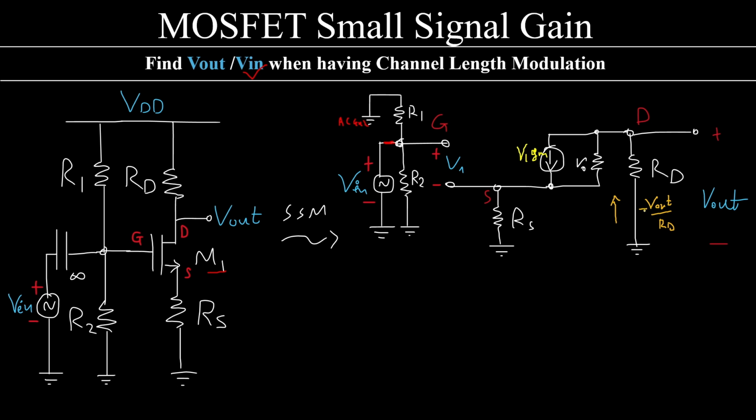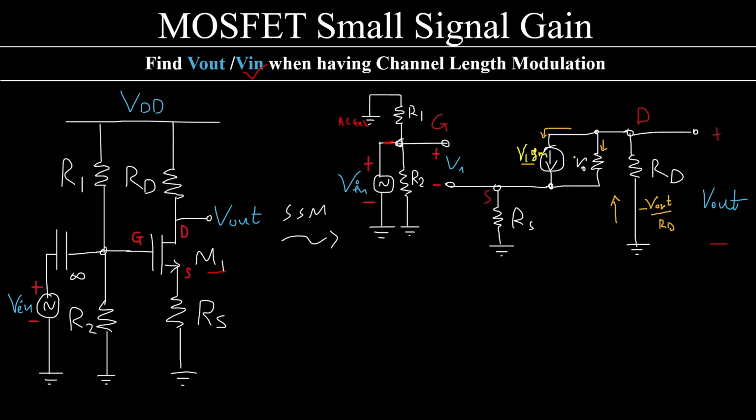Right, we understand why it's minus, because it flows from the ground upwards, and the polarity is the plus over here and the minus is on the ground. Now, some of it flows over here, and some of it flows over here. How much is this current? Well, V1 gm. How much is this current? It is this current minus this current.